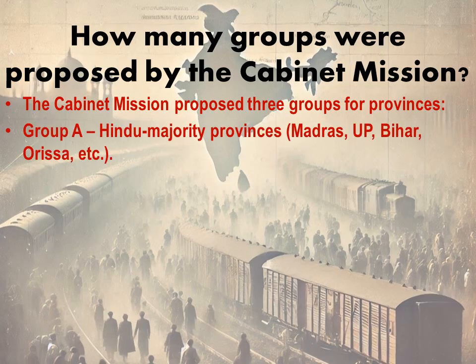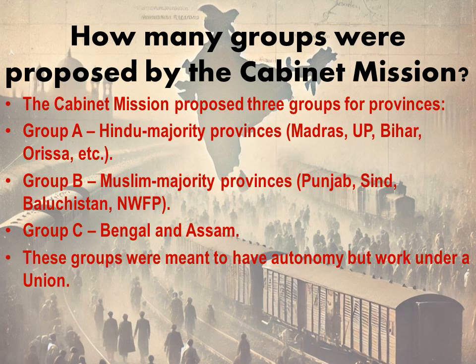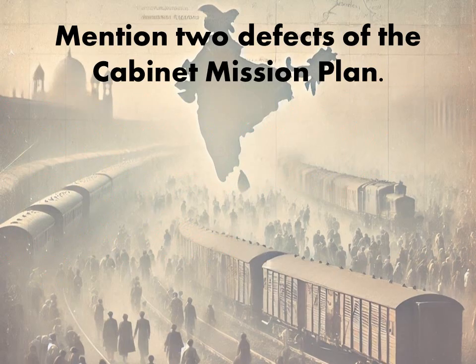Group A, Hindu majority provinces: Madras, UP, Bihar, Orissa, etc. Group B, Muslim majority provinces: Punjab, Sindh, Balochistan, Northwest Frontier Province. Group C, Bengal and Assam. These groups were meant to have autonomy but work under a union.